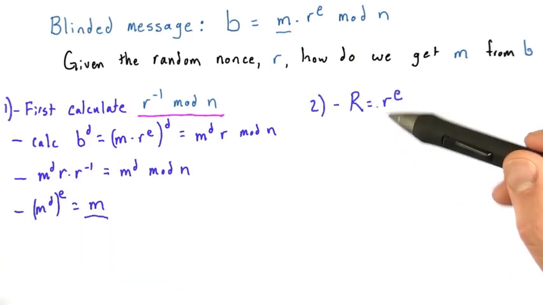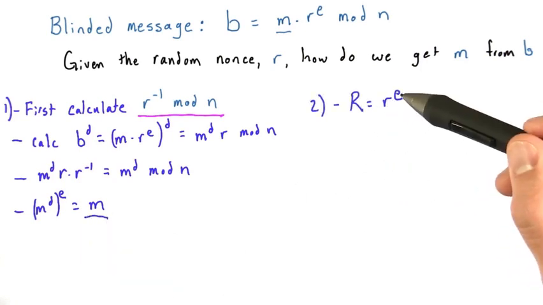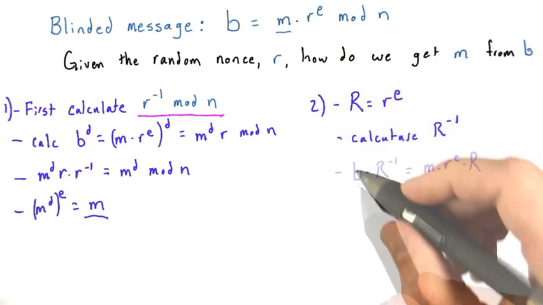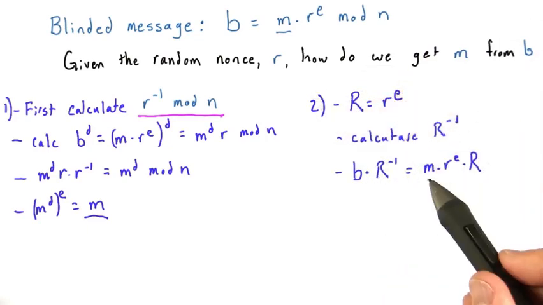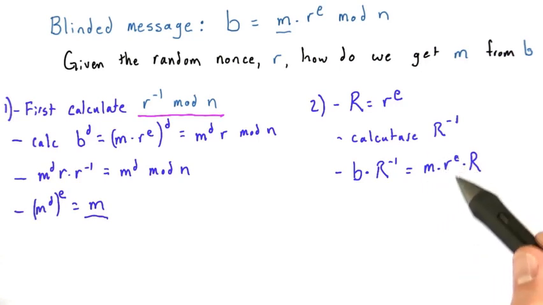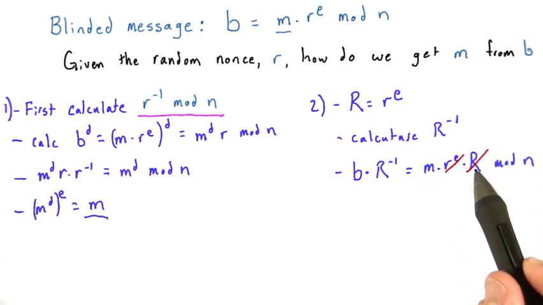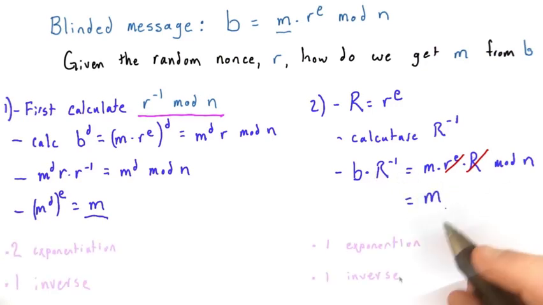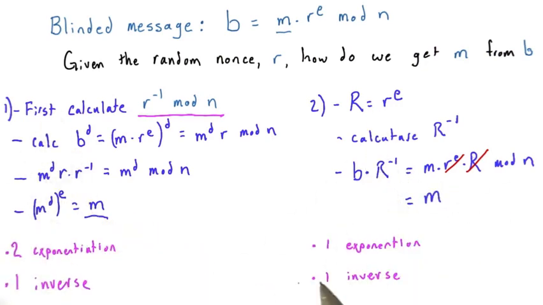And the second way of solving this problem: first, take our random nonce to the power e, and we'll call that R. We're going to calculate the inverse of R. If we take our blinded message times the inverse of R, we get our message times r^e times R. Since r^e and capital R are inverses, they cancel, and we're left with just our message. Comparing the two ways, the second way is quicker. It only involves one exponentiation and one inverse, whereas the first way requires two exponentiations and one inverse.